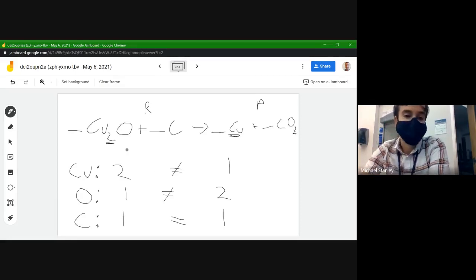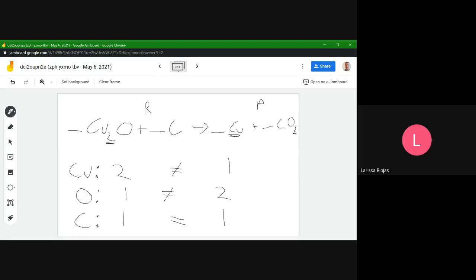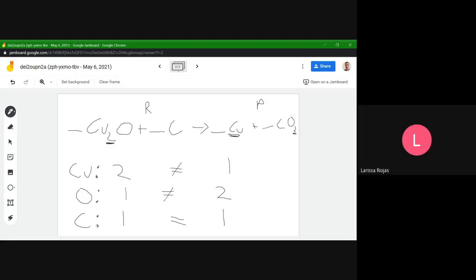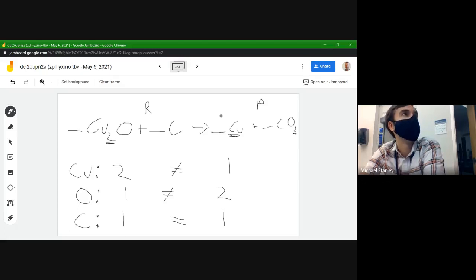So we've got 2 coppers on the reactant side. That subscript we're not allowed to change at all. So is there anything that we could do on the product side to give us 2 coppers? Add a coefficient, right? That's what the big ones are called, coefficients. So where are we going to put that coefficient? Before the Cu. And so what should we change this coefficient into in order for it to be equal?